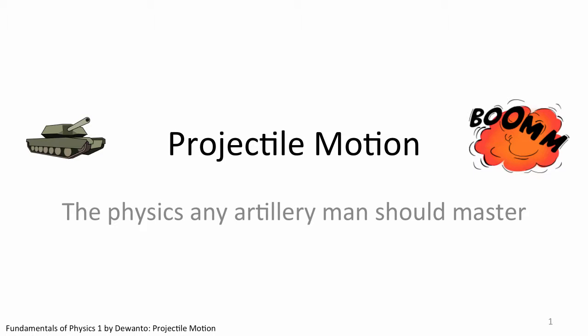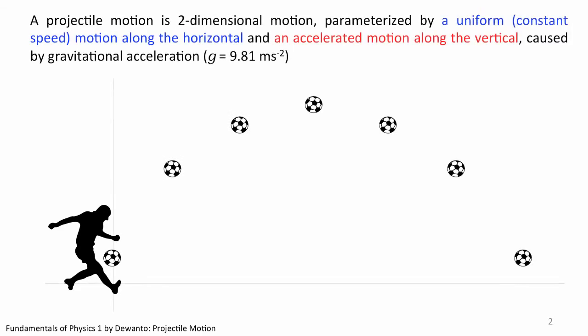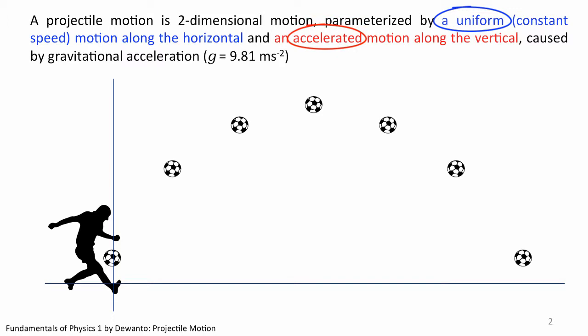A projectile trajectory is formed from a combination of uniform motion along one dimension, typically the horizontal or x dimension, and accelerated motion along another dimension, which typically is the vertical or y dimension. Why is that so? Because the motion along the vertical axis is affected by gravitational acceleration, the magic number of 9.81 meters per second squared we briefly discussed in the last video.